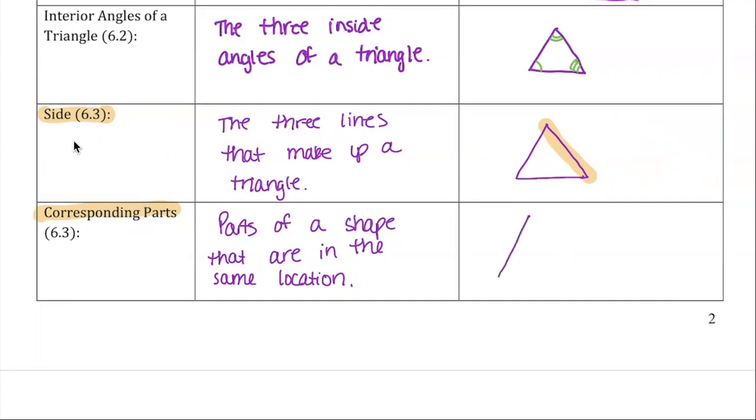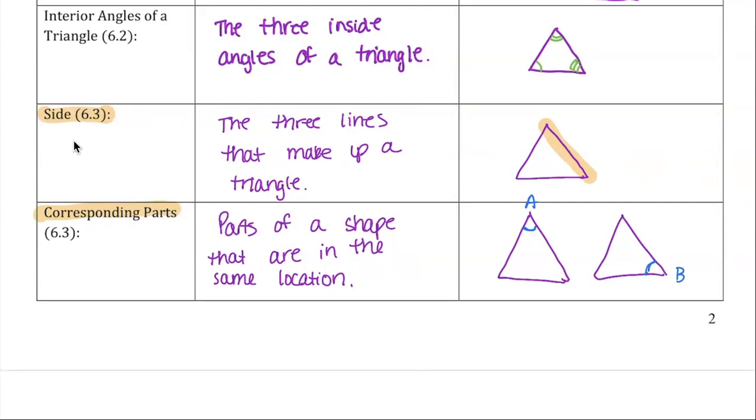Now, corresponding parts, this is really what we're going to focus on today. Corresponding parts are similar to corresponding angles. When we did those before, they were angles in the same location. Corresponding parts follow pretty similarly. These are parts of a shape that are in the same location. For example, let's call this angle A, and we had another angle over here marked as angle B, and they were congruent. Then we would say angle A is congruent to angle B, and that those are corresponding parts.